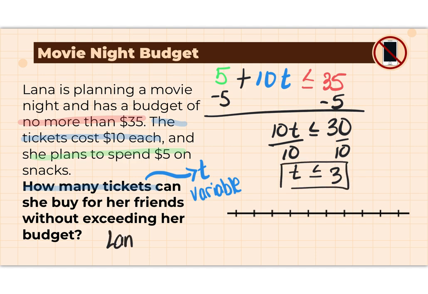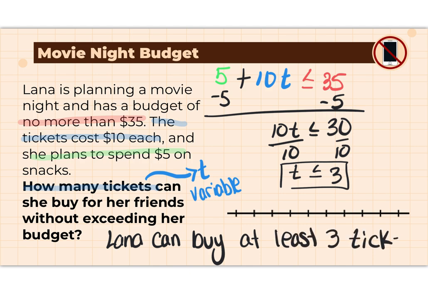So I know that Lana can buy at most 3 tickets, meaning she can buy 3 tickets, she can buy 2 tickets, or she can buy 1 ticket. And I can also create my own little number line to graph my answer. So because I have 3 as my possible answer, I can write 3, 4, 5, 6, 2, 1, 0, -1, and plot my answer. So remember, we are having a closed circle, saying t has to be less than or equal to 3.